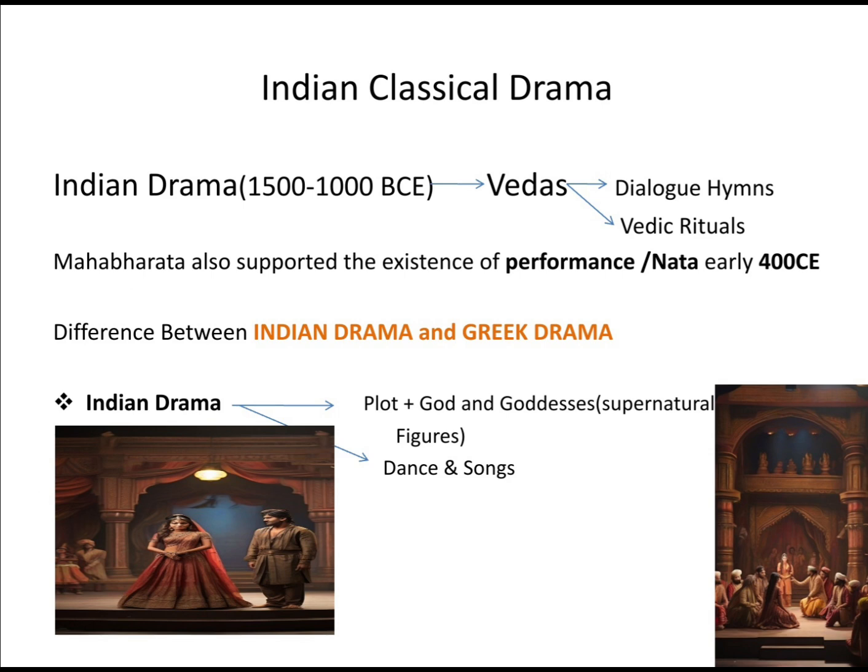Further speaking of Indian classical drama, it started in 1500 to 1000 BCE, in the Vedas, which mainly depended on dialogue and hymns. Those were the two: the first was dialogue hymns, and the second was the Vedic rituals. The Vedic rituals were the specific rituals and sacrifices that they were doing. Mahabharata also supported the existence of performance, that is Nata, as early as 400 CE.